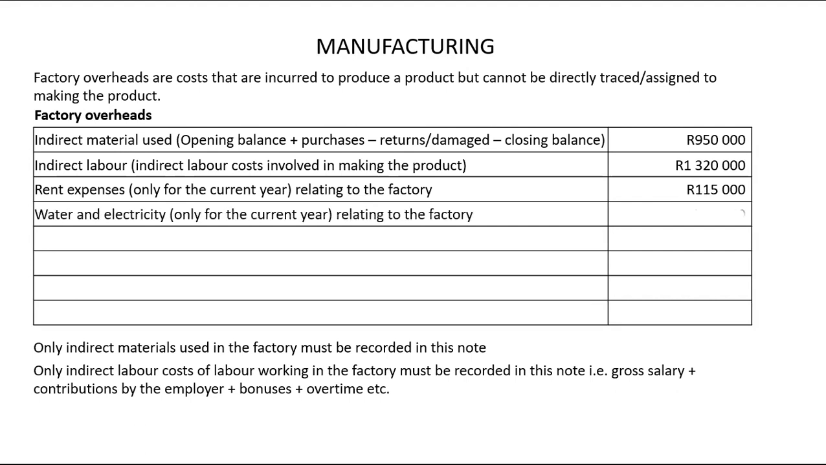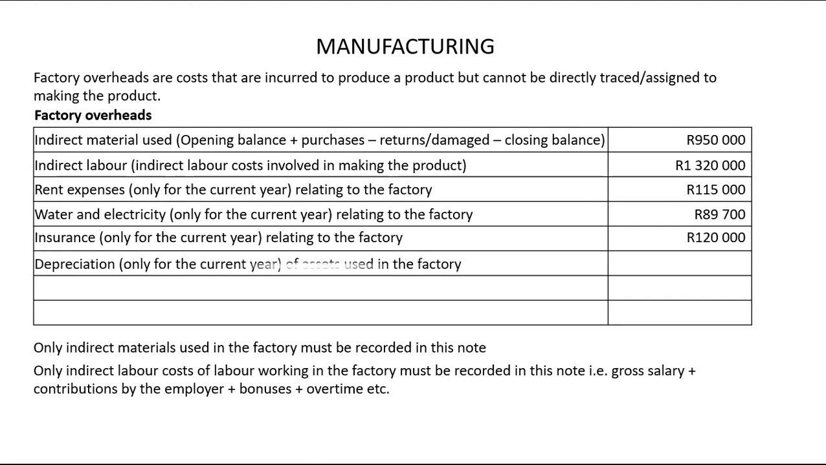Water and electricity that belongs to the factory, we incurred for the factory, insurance for the factory. So everything here must be for the factory, depreciation of assets used at the factory. And you'll have things like the Wi-Fi used at the factory, security costs for the factory. All of those will be under factory overhead.